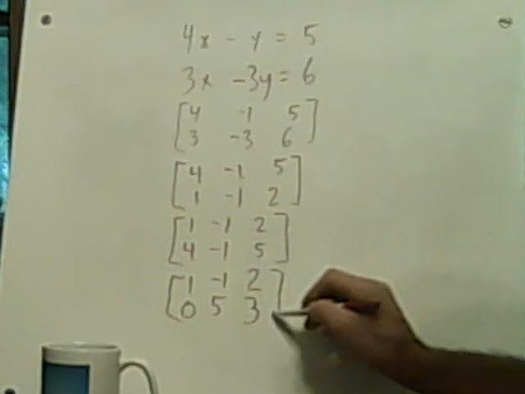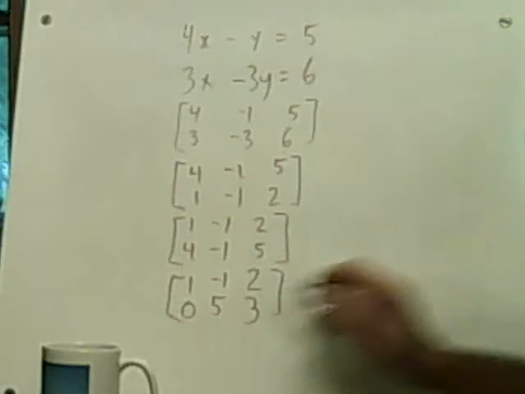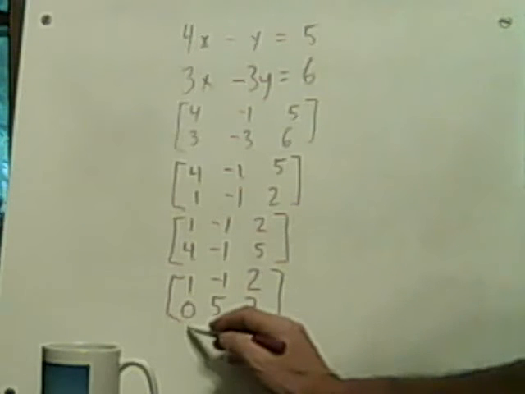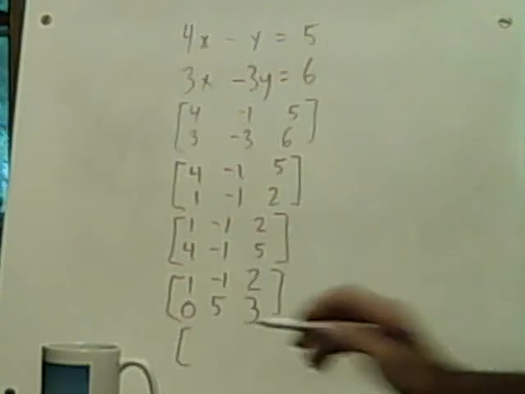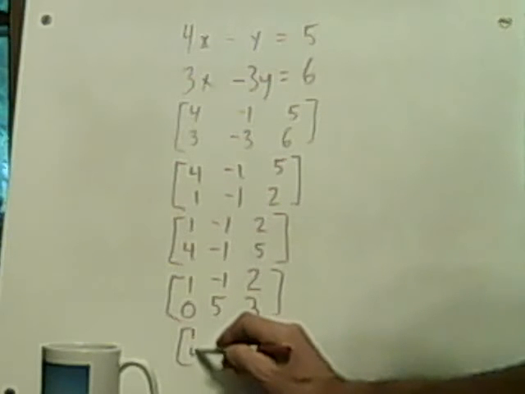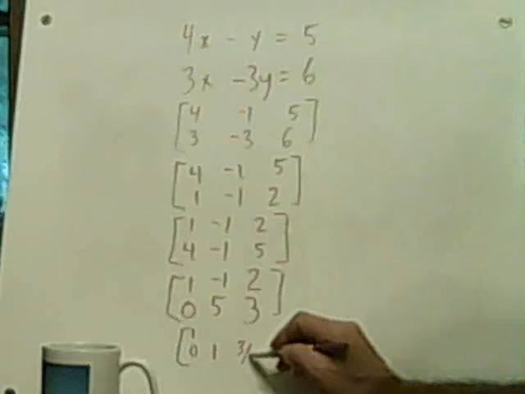Then the very next step, near the bottom, do I have room for it? Probably not. Maybe just barely. It's going to be 1, 0. I'm going to divide the second equation by 5 to get 3/5.